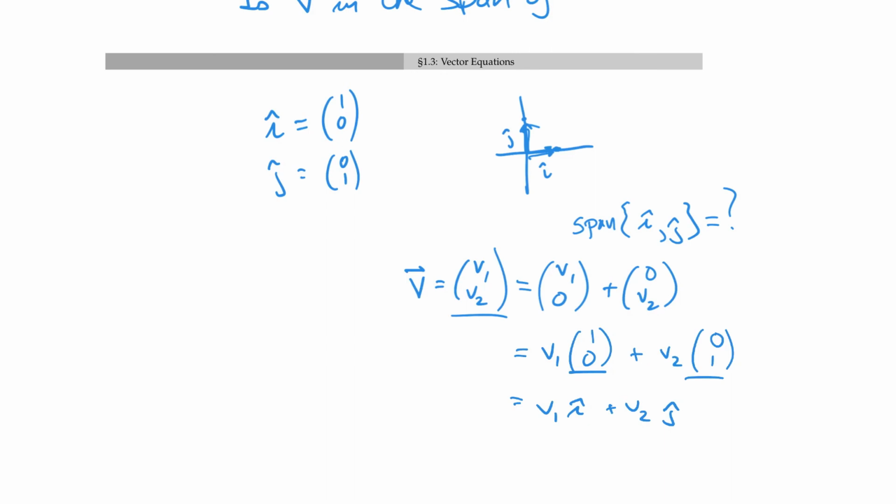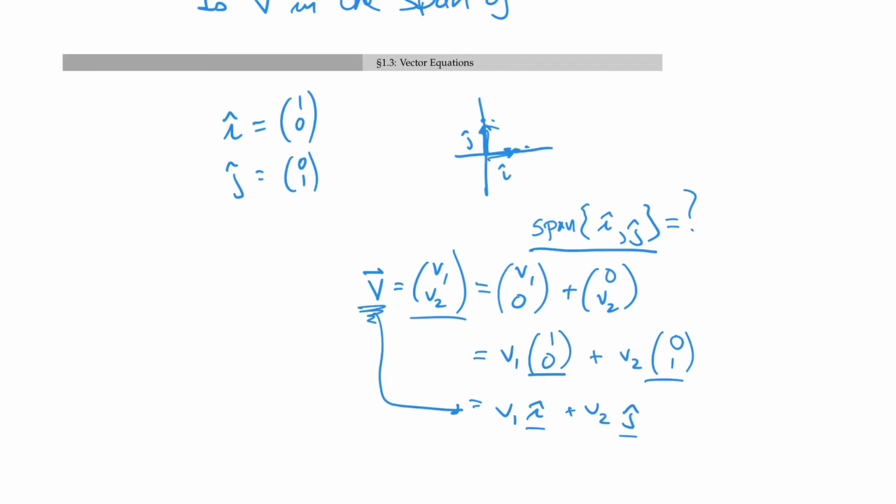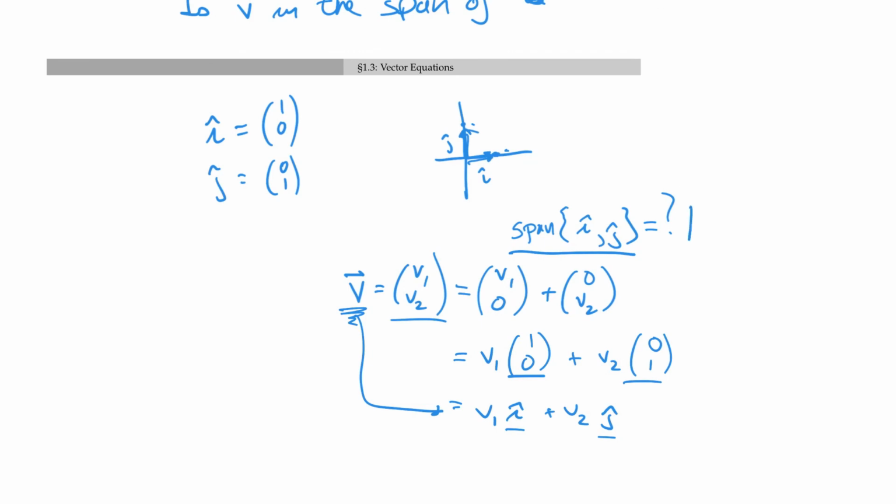So what I've done with this little decomposition is shown you that any vector v is indeed a linear combination of i hat and j hat. In other words, given these two vectors, i hat and j hat, I can get to any vector in the plane. So therefore, the span must be the entire plane. So this is R2.